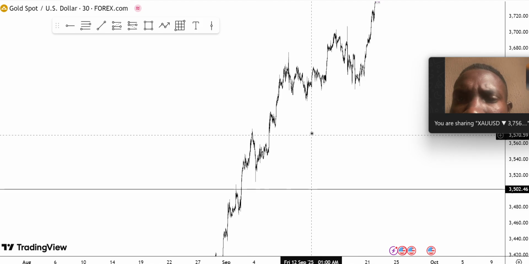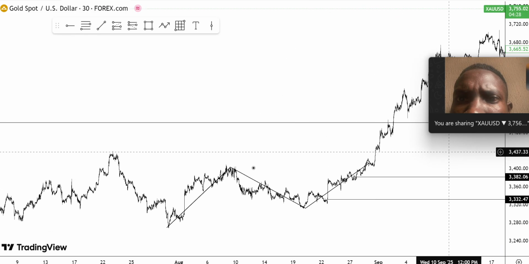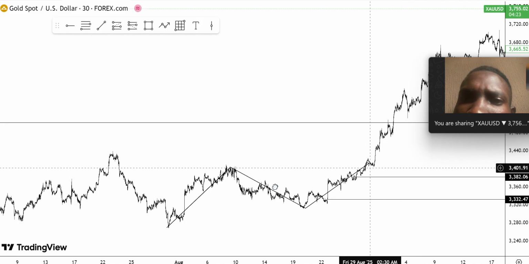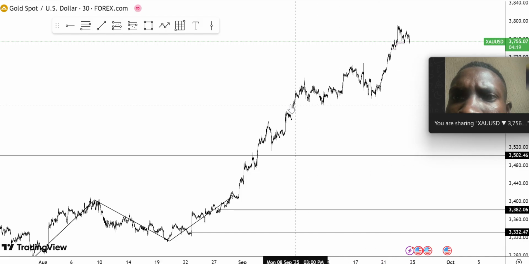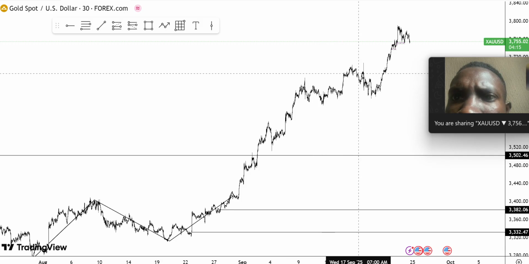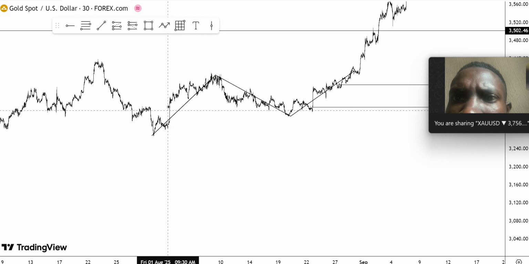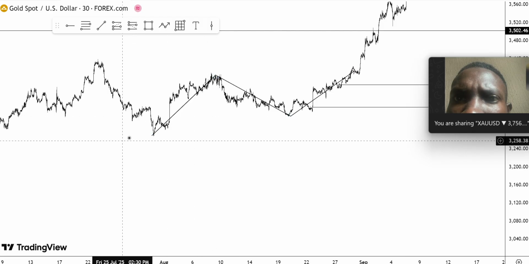It didn't even turn back. You see it came from here to here without coming back to take the internal liquidity. Then it just went up and up and up. All of these things that this is doing is just internal liquidity. It's just like all of these small ones that are on this leg. That's the way this one is behaving.